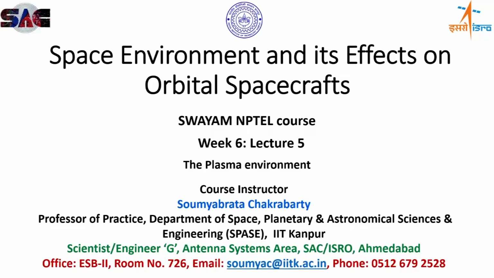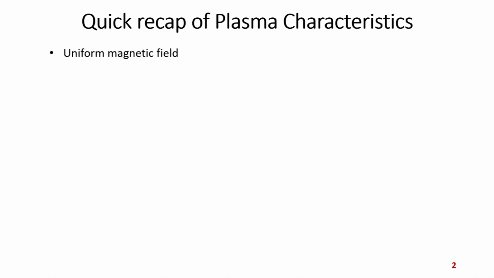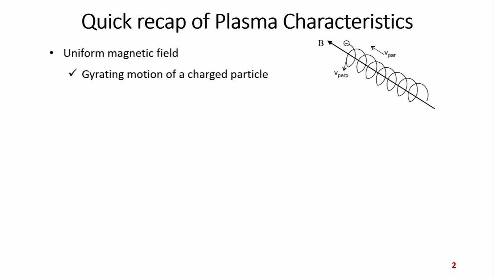So, during the last few sessions, we discussed the various laws and aspects of plasmas, especially the behavior of the plasma when some external electric and magnetic field is applied. We have seen that if it is a uniform magnetic field, a moving charged particle starts gyrating about the magnetic field.